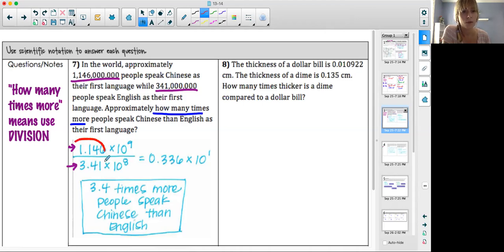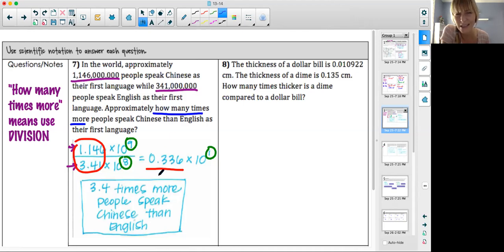Okay, I'm going to divide coefficients. Go ahead, type it in your calculator: 1.146 divided by 3.41. And that's where that number came from. Dividing coefficients. Then what did I do? I subtracted exponents. And that's where that number comes from. Say it again. Divide coefficients, subtract exponents. You can even whisper it to yourself right now. Divide coefficients, subtract exponents. Then I took a look at this and I went, that's not in scientific notation.